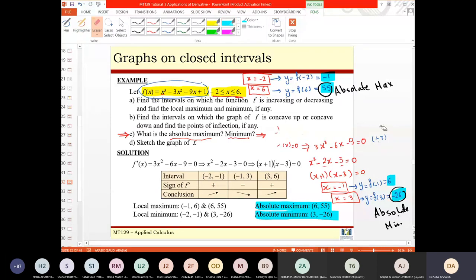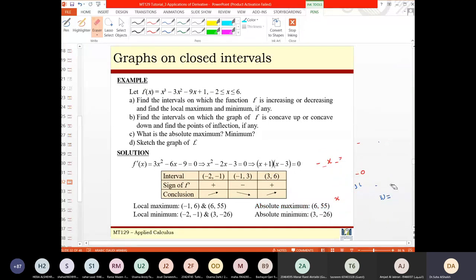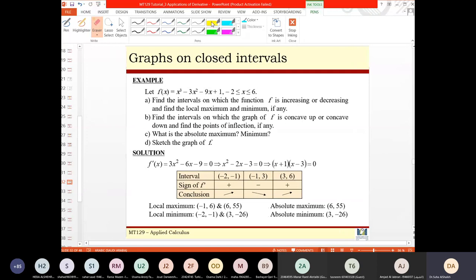Now the second step, I'm done with this, so I'm gonna clear my board to solve part A of the question. What do they want in the part A of the question? They want me to find the intervals of increasing, the intervals of decreasing. They want me to find the local maximum and the local minimum point if I have any of them.